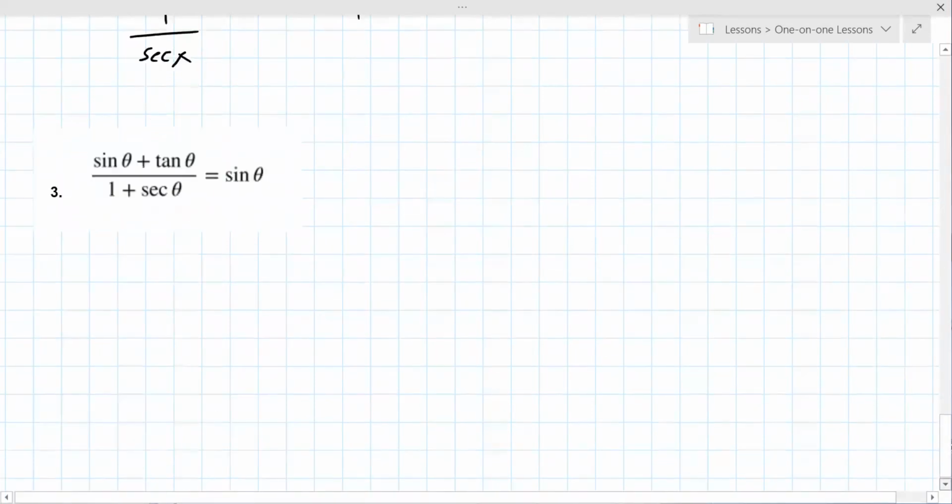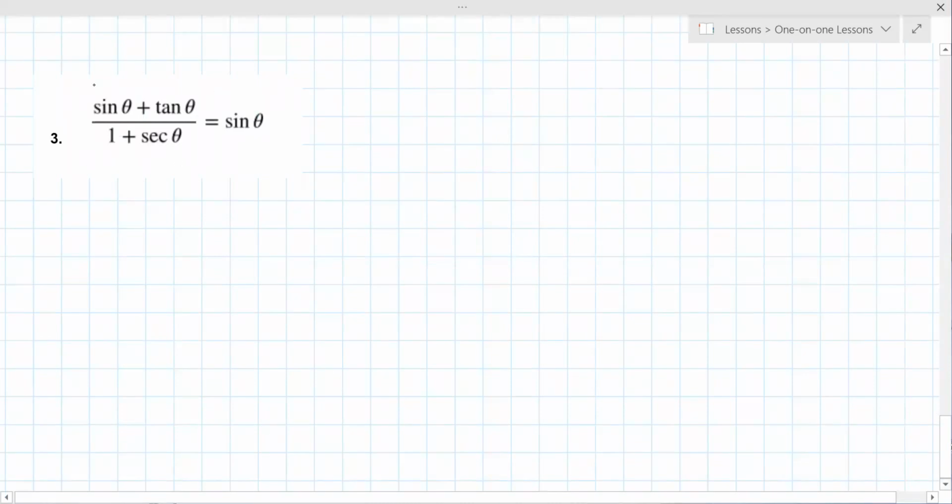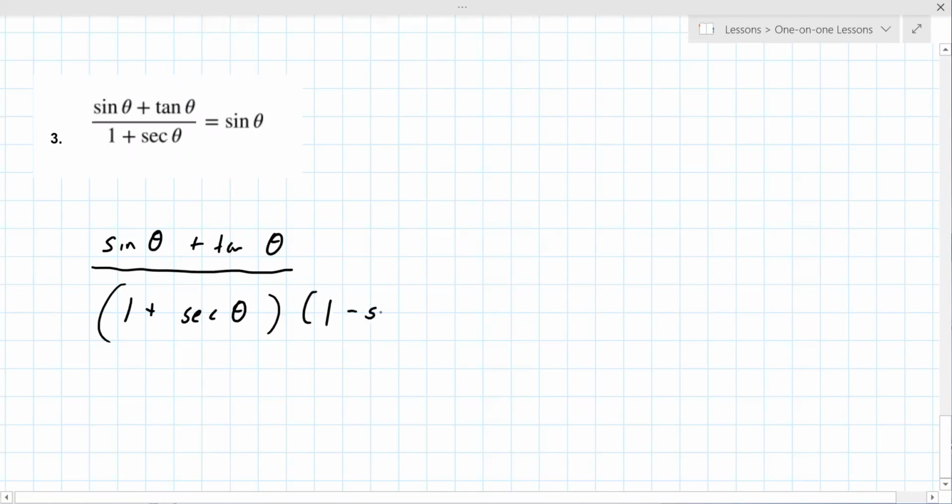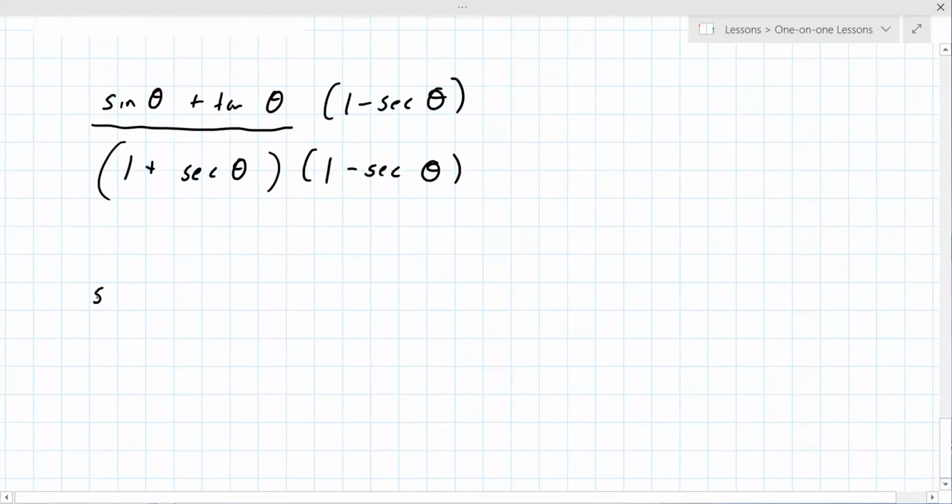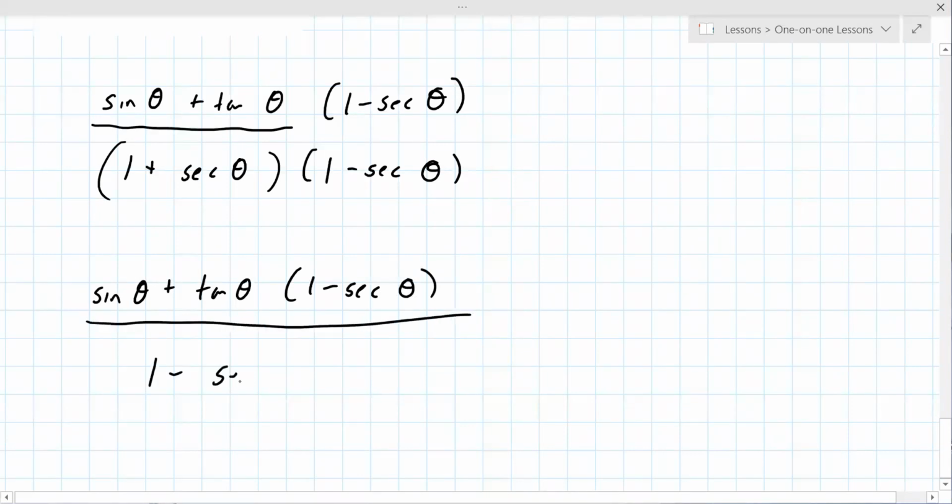All right, number 3. So you have to decide which side you're going to work on. The left side is more complicated, so you're going to work on the left side. Just going to rewrite it here. Okay. So again, one of the tactics here that you will use pretty often is, whenever you see a 1 plus or a 1 minus, you always multiply by the conjugate. 1 minus secant theta, 1 minus secant theta. And the reason is because on the bottom, I'll just focus on the bottom for the moment. The bottom becomes an identity. It becomes 1 minus secant squared theta.